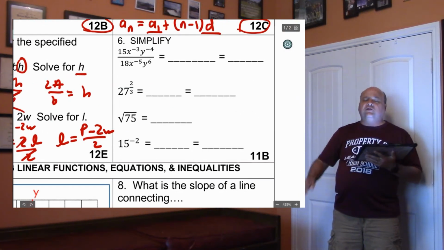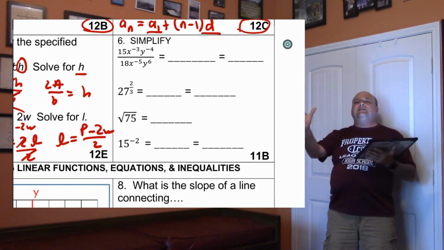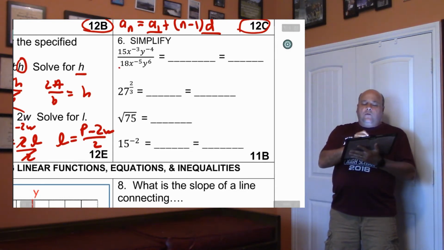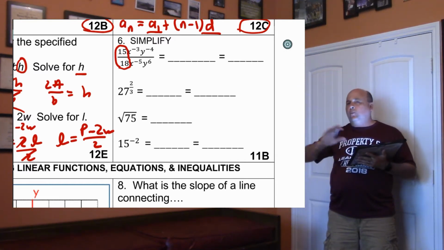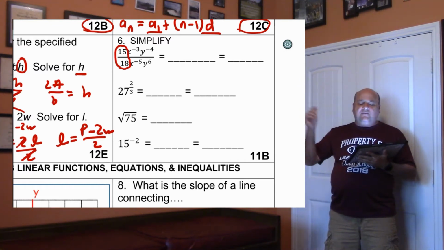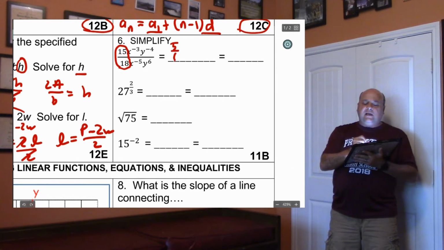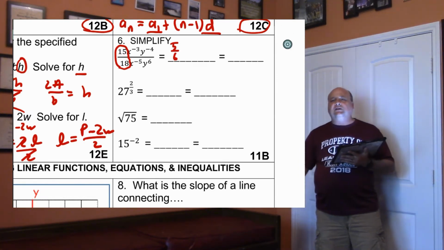Go to number 6. These are your exponents and square roots. You will get this down. On this one right here, you should punch 15 divided by 18 on the calculator. Don't put any of the letters in. 15 divided by 18 is 5 over 6. Any answer without 5 over 6 is wrong.